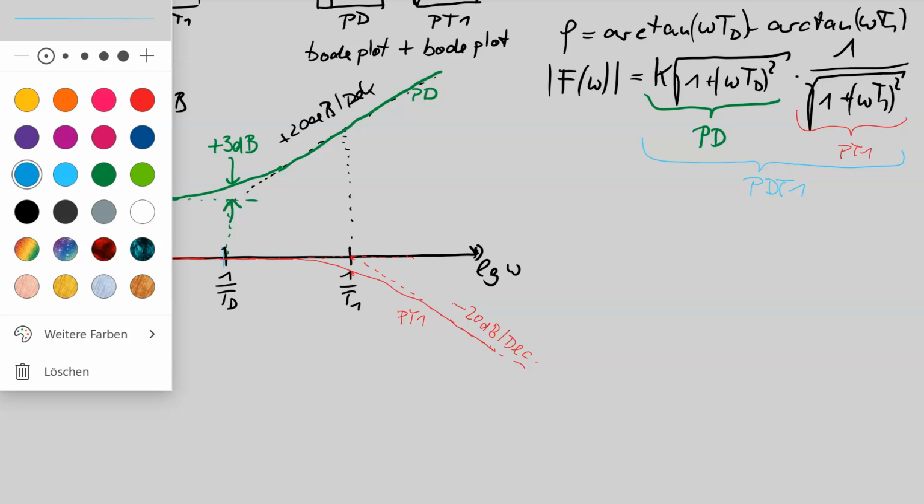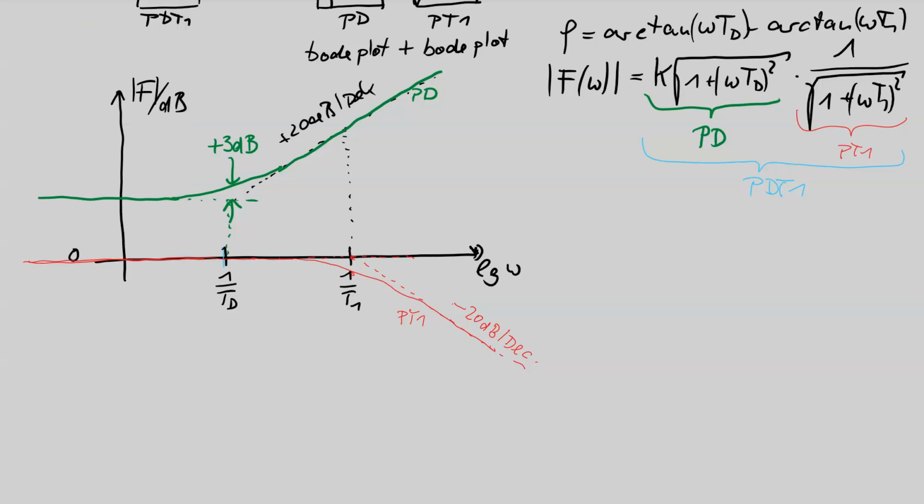And now we can draw with blue. I think I should select a little bit darker blue, a little bit thicker. We can now add both curves, the green and the red curve added gives, for low frequencies, the PT1 has 0 dB, so the blue is equal to the green curve. Now this is true for low frequencies, and here you see, starting here in the middle, then we will have more and more difference to the green curve.